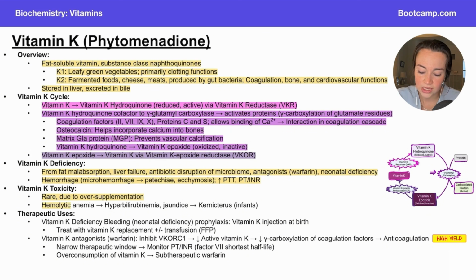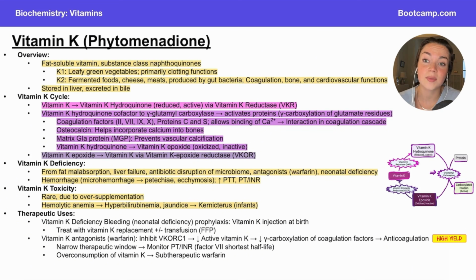You can get a hemolytic anemia, which can lead to a hyperbilirubinemia and jaundice, right? That bilirubin is coming from the lysis of the red blood cells. That bilirubin can cross the blood-brain barrier and lead to kernicterus in infants, which is severe neurotoxicity from that bilirubin in the brain. So that brings us to the therapeutic uses of vitamin K.